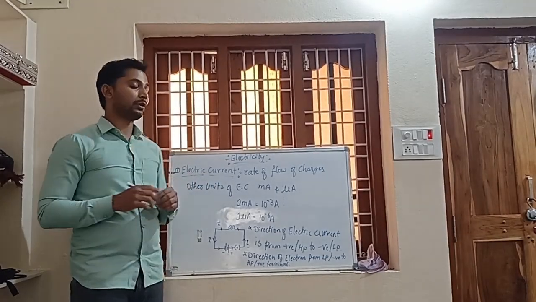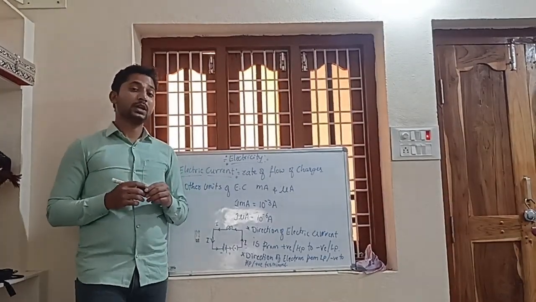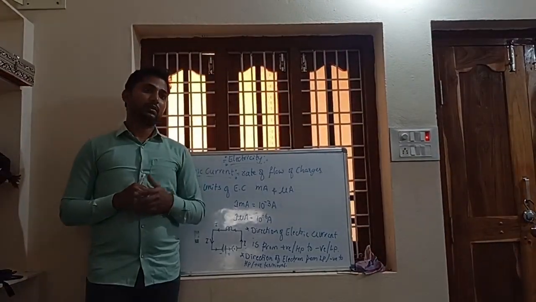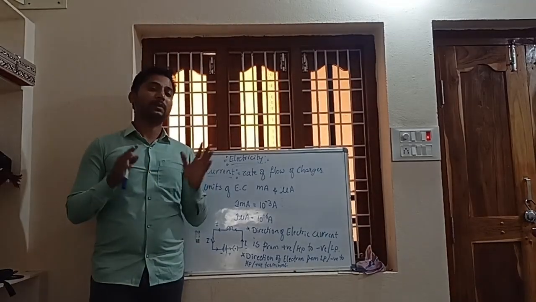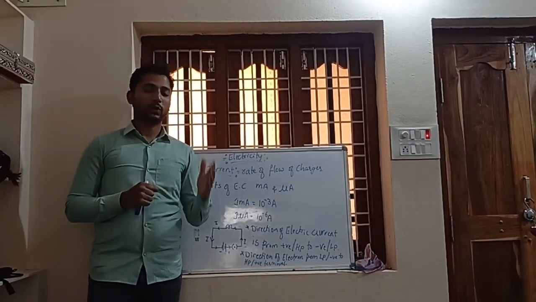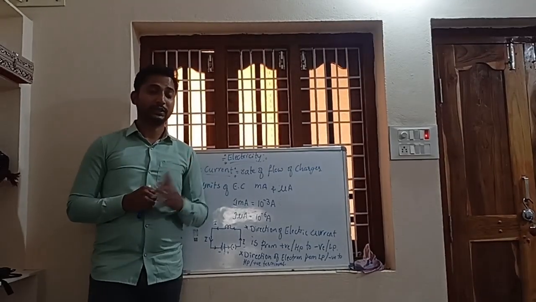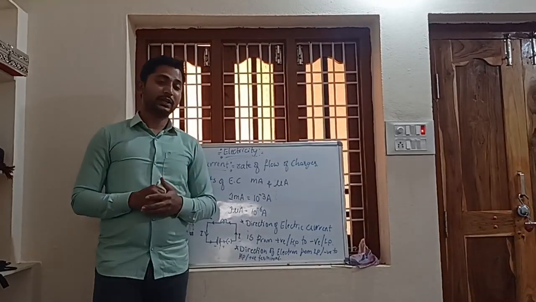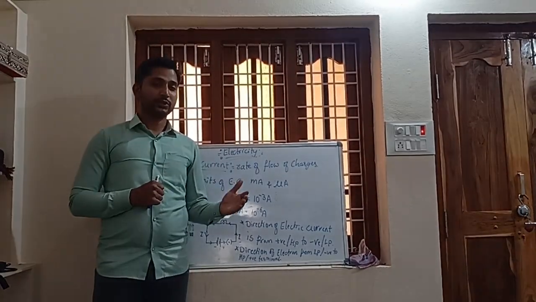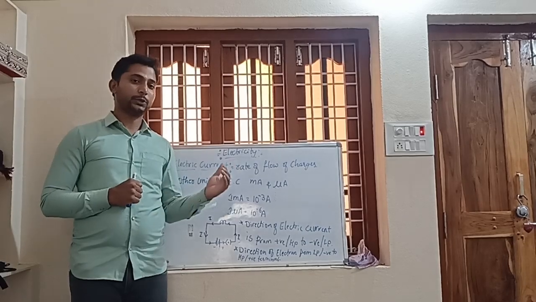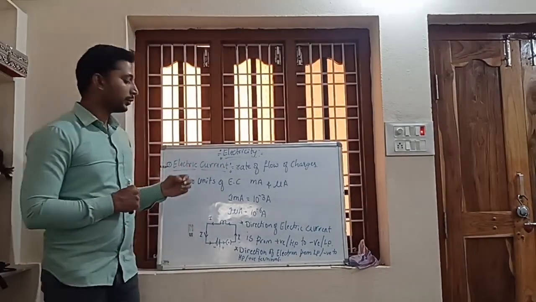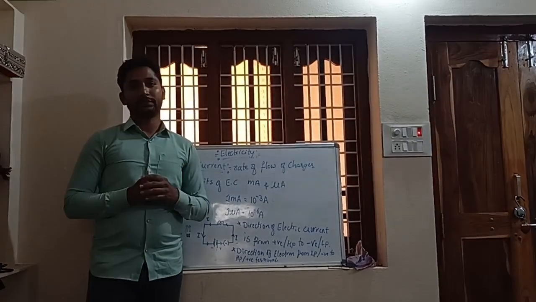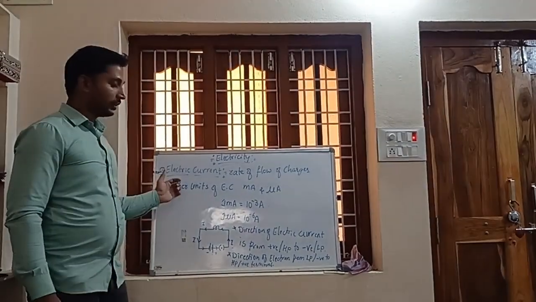But if you get a question that asks for the direction of electric current and electrons, then you have to tell that both are opposite. The direction of electric current is from positive to negative terminal, or high potential to low potential. The direction of electrons is from low potential to high potential, or from negative to positive. What do you mean by high potential and low potential? These two terms we will understand in electric potential and potential difference. So this is about electric current.